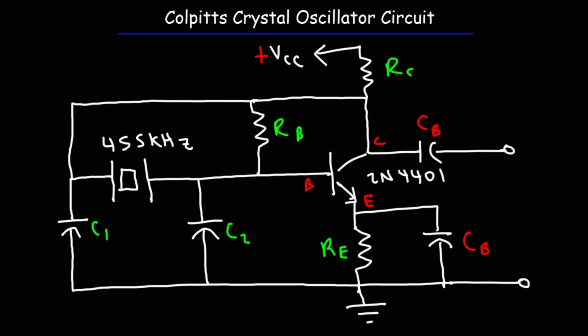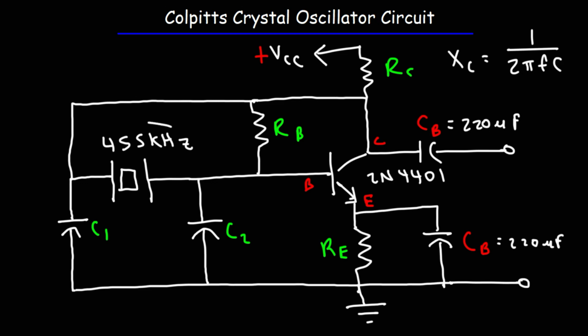Now the values of the bypass capacitors, for both of them I made it 220 microfarads. And I want to make sure that the reactance generated by these two bypass capacitors is relatively low at the operating frequency. And keep in mind, the capacitive reactance is 1 over 2 pi fC. So as the frequency of the circuit increases, the capacitive reactance decreases. So I want to make sure that those two capacitors do not provide any significant impedance to the AC signal at its operating frequency.